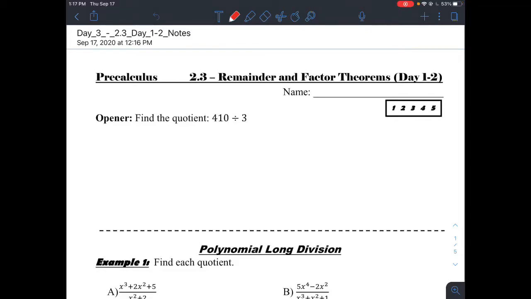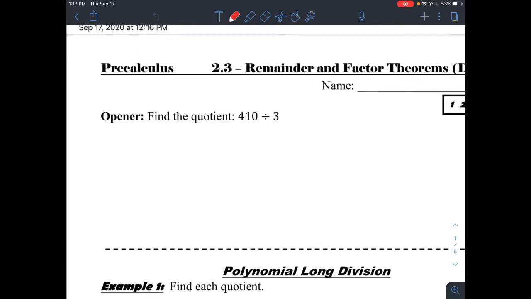Section 2.3, we're going to talk about the remainder and factor theorems. So an opener there, long division, something you haven't done in a long time probably. So pause the video please, try that and come back when you're done.